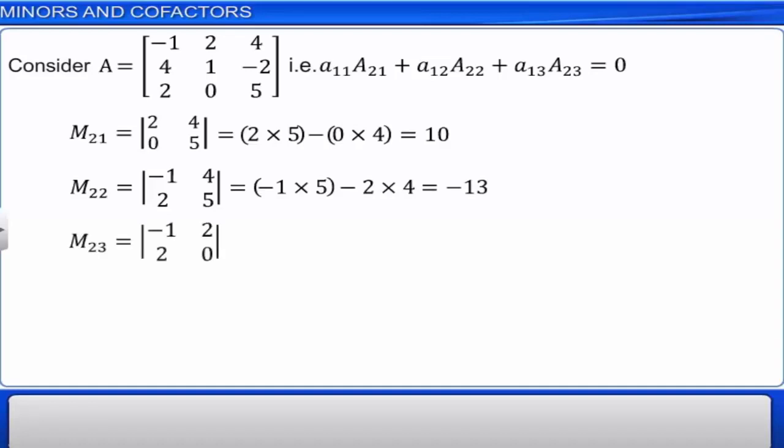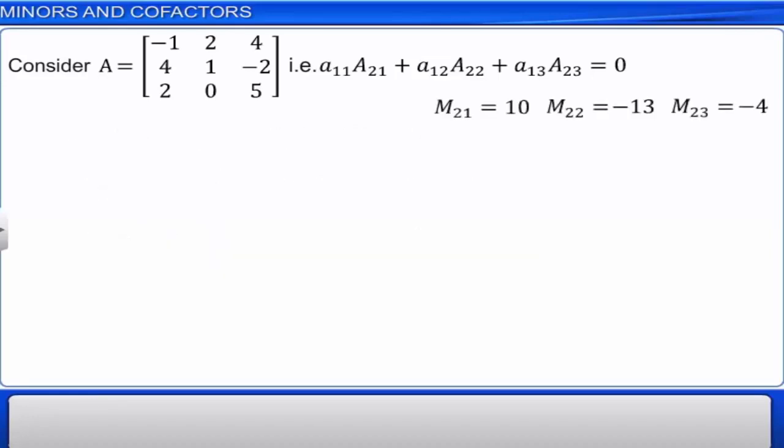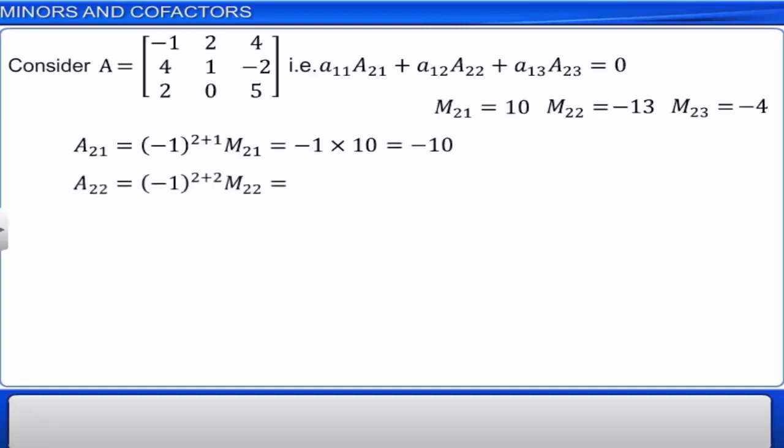Now, the cofactor of the element A21 is equal to the product of (-1) raised to the power of 2 plus 1 and its minor. Hence, the cofactor of the element A21 is equal to -10. Similarly, the cofactors of A22 and A23 can be obtained, which are as shown.